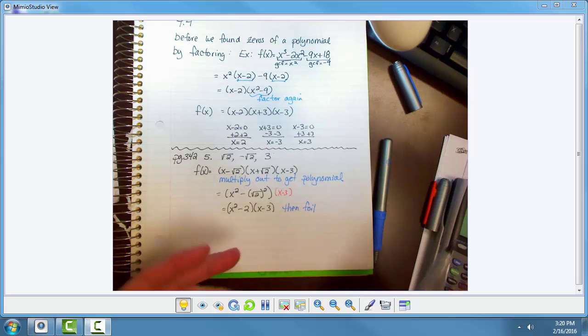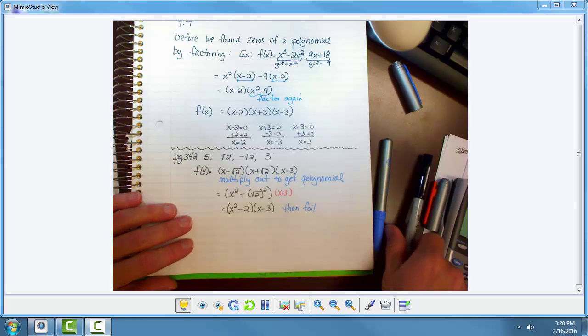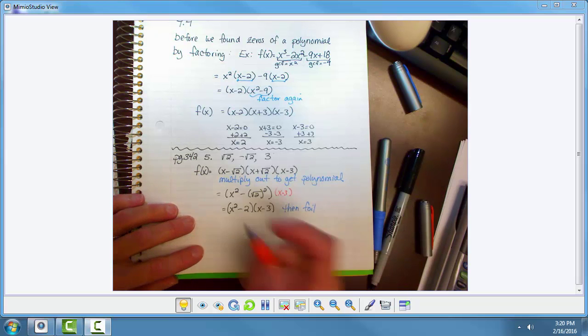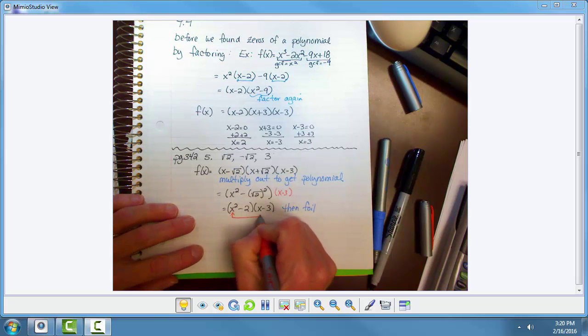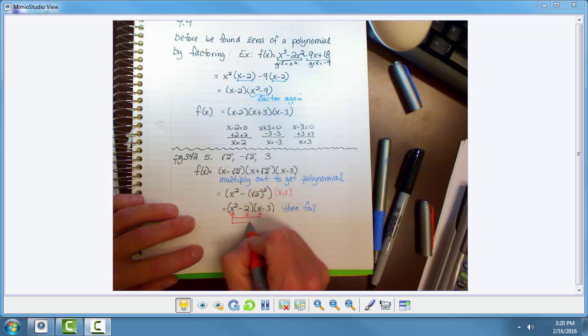And remember what FOIL stands for. First, outer, inner, last. So you'll do first times first, and then you'll do outer times outer. Then you'll do inner times inner, and last times last.